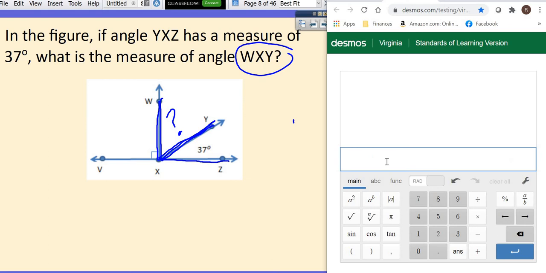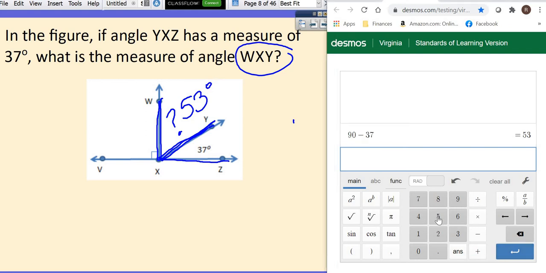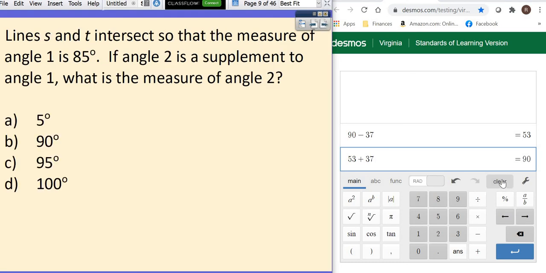So I'd come to my calculator and I would say 90 subtract 37 degrees leaves me with 53 degrees. And if you're like me, I always like to make sure I didn't make a mistake. So I'll say 53 plus 37. Yep, that is 90. So we know we are correct. Alrighty, let's go to this problem.